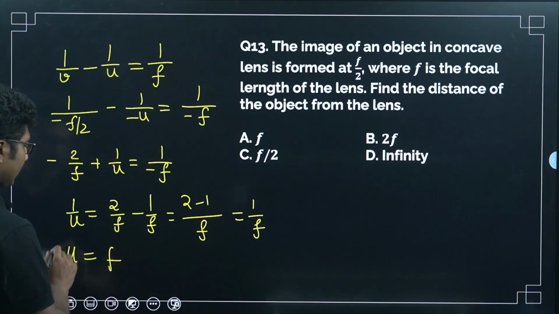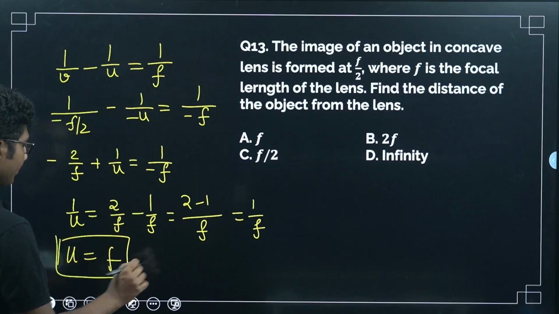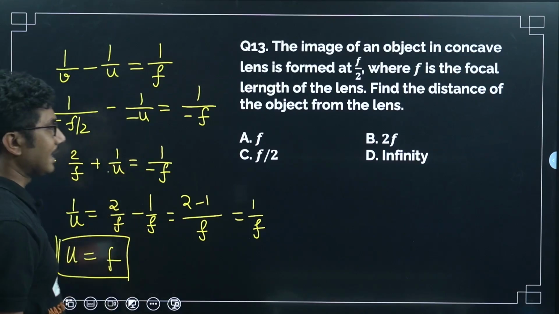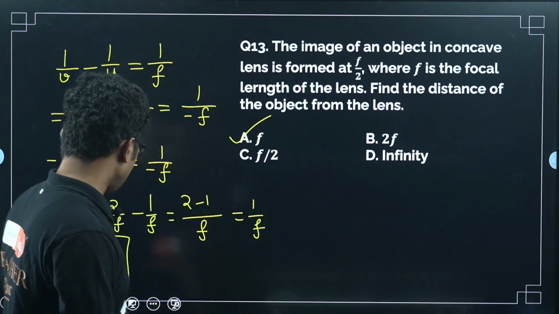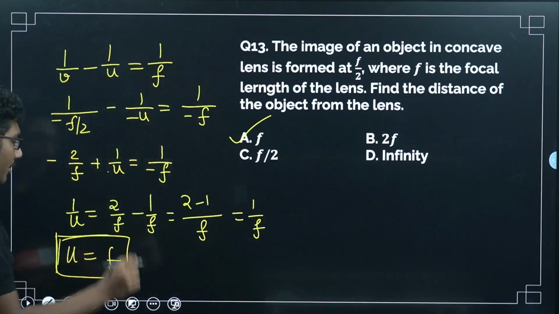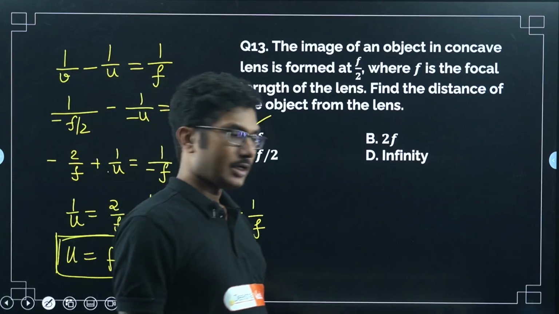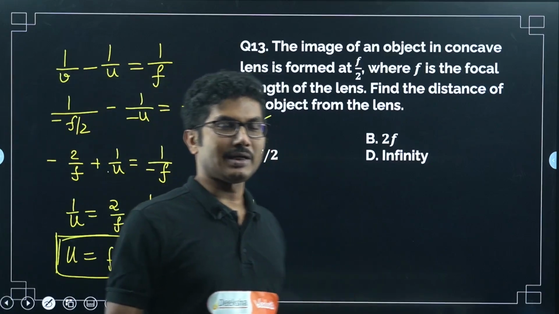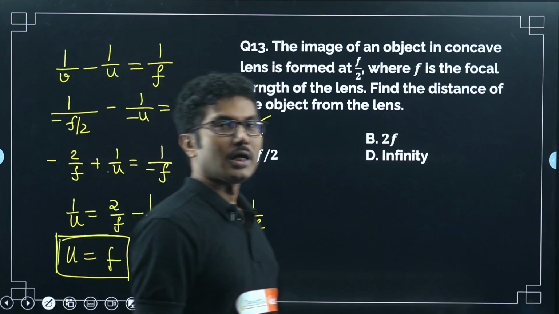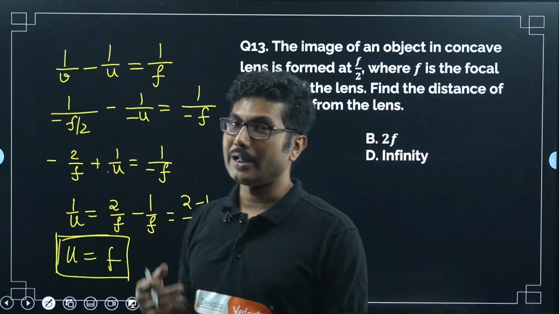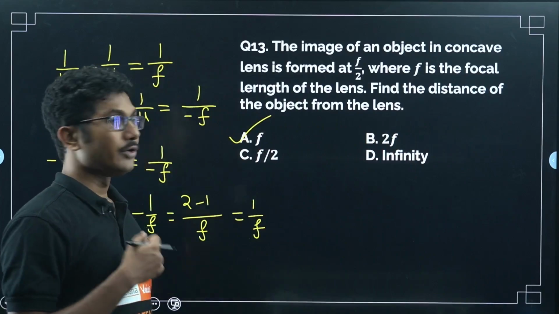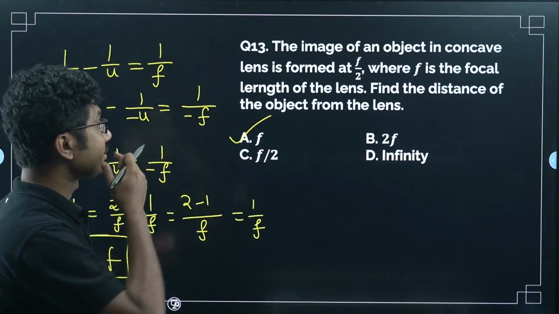Now here the sign does not come as negative because we have already used the sign of u as negative here. So the correct answer is f. Simple problem, just apply the formula and calculate it with the proper sign convention. Sign convention is important. If you are still having doubts in sign convention, you can mention that in the comment below. While doing the revision of the chapter, I am going to do the sign convention once more.